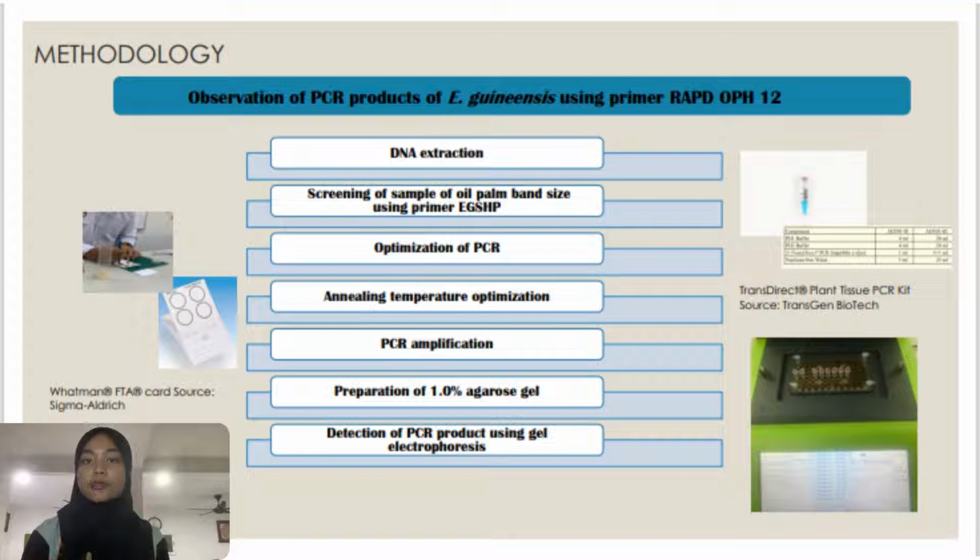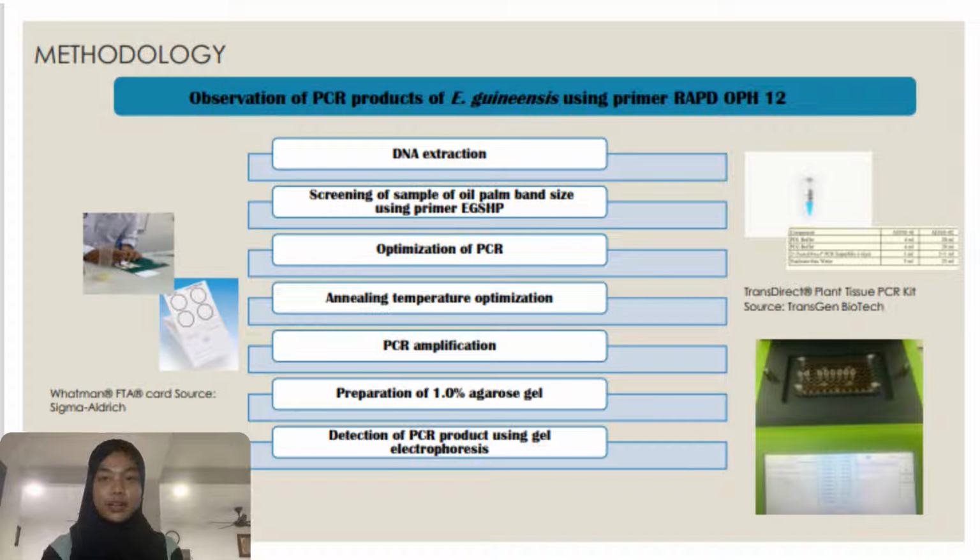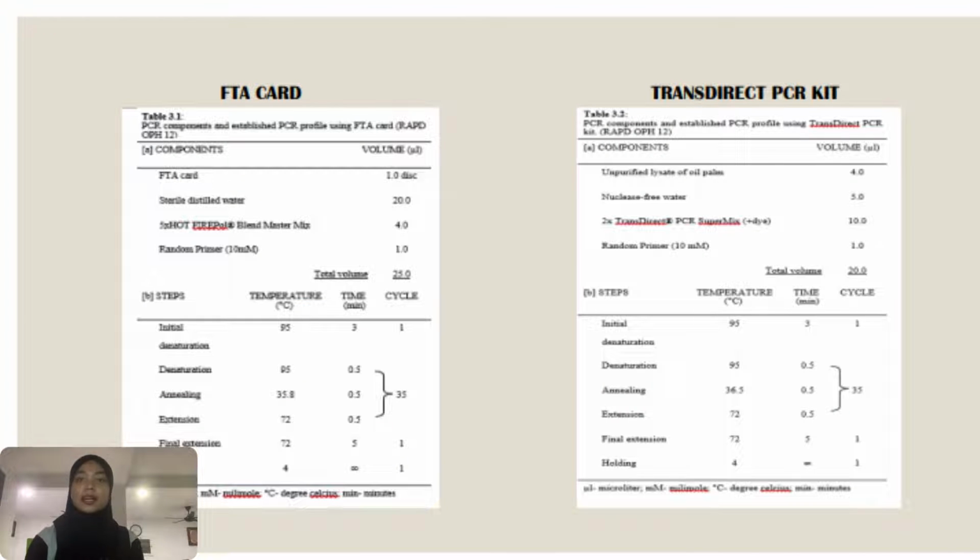Then we proceed with screening of the oil palm samples' band size using primer EGSHP to ensure that the sample was from oil palm. Then, for optimization of PCR, we check the primer concentration, reaction reagents, and the thermocycle condition, such as the annealing temperature. Then, we proceed with PCR amplification with optimized PCR condition. To view the PCR products, 1% agarose gel was prepared and PCR products were detected using gel electrophoresis.